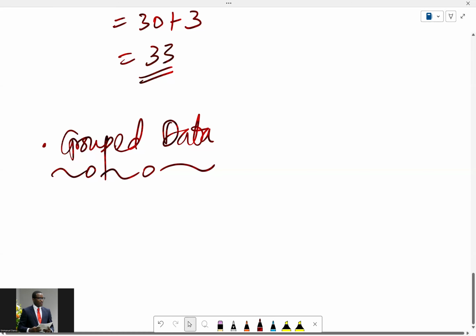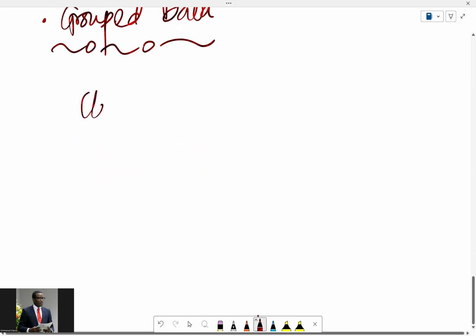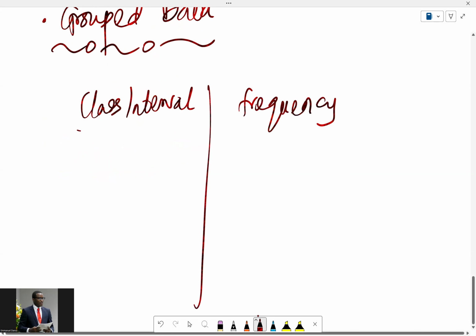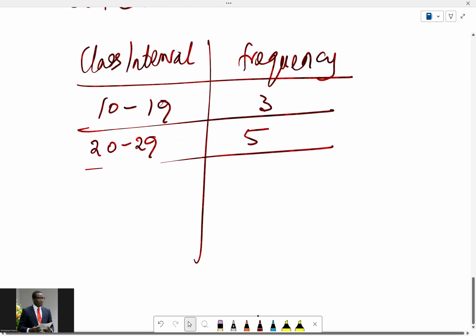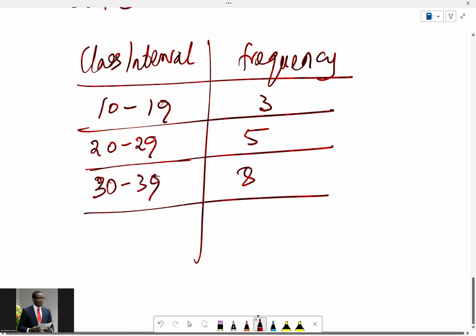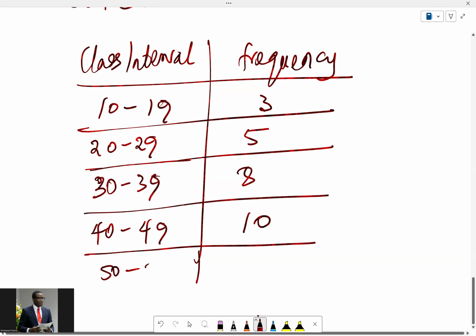So talking about grouped data now, let's imagine that we have class interval, and then we have frequency. Okay. So that is 10 to 19 occurring 3 times, 20 to 29 occurring 5 times, then 30 to 39 8 times, then you have 40 to 49 10 times, and lastly 50 to 59 4 times.